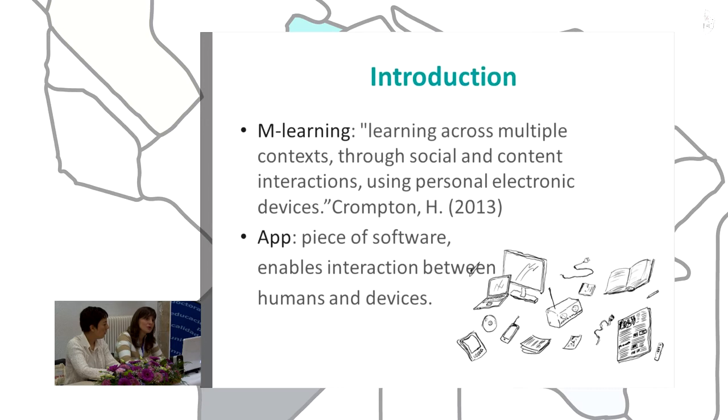This learning is more and more carried out through social and content interaction. That is to say, the content is more and more shared between users. What I say is useful for you, is my content, is my information, and I share it with you. That is the social construction of knowledge. And also through social networks, the more we deal with information and with the things we learn through those social networks that our students use so much. And using, of course, personal electronic devices or personal gadgets.